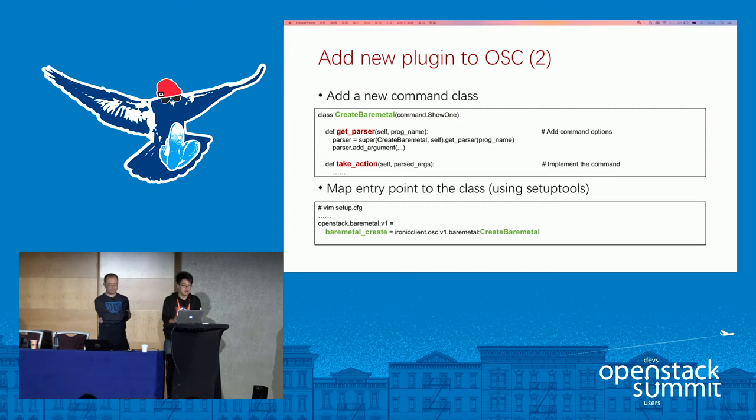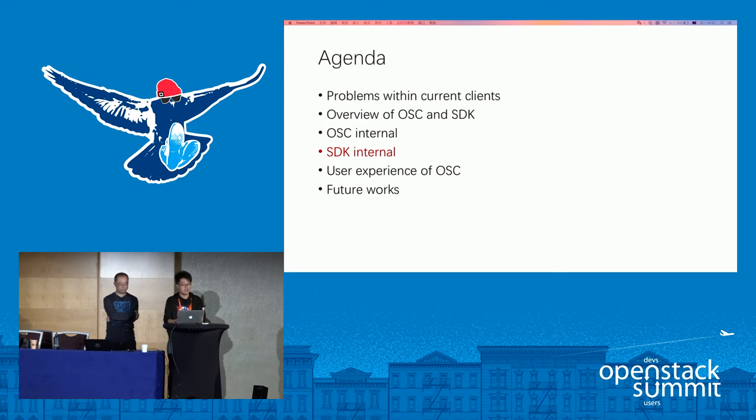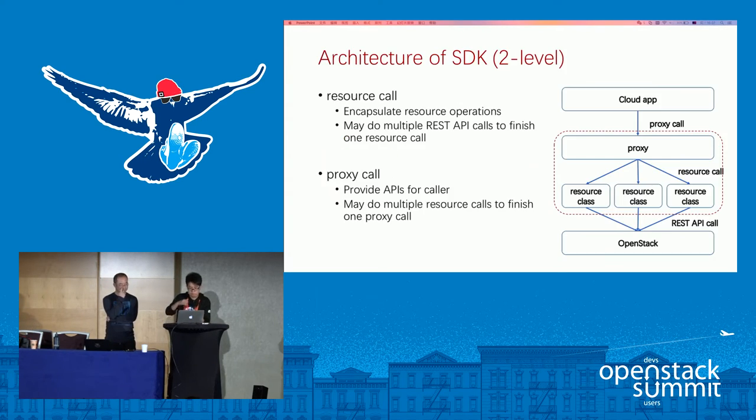You should implement a command class with get parser and take action, and then map your entry point to your class. So that's the OpenStack client. And OpenStack SDK. OpenStack SDK is actually a two-level architecture, the resource core level and the proxy core level. Each resource in OpenStack should be implemented in OpenStack SDK as a class. This is called the resource class.